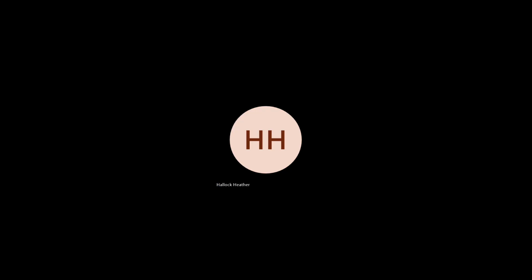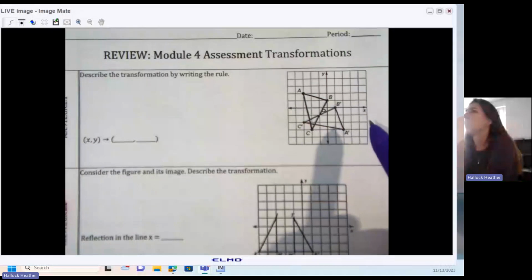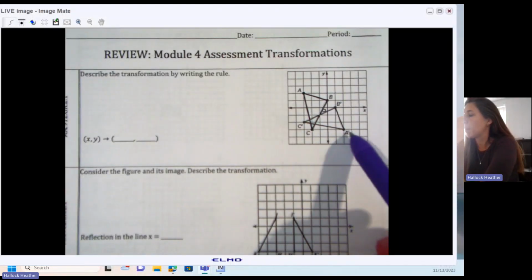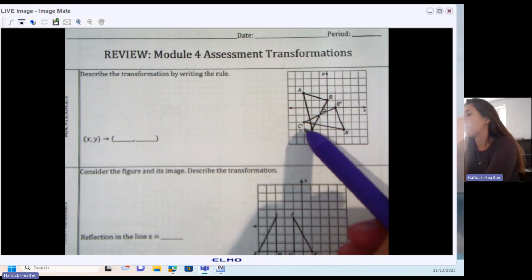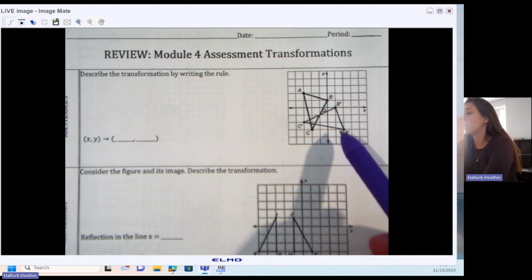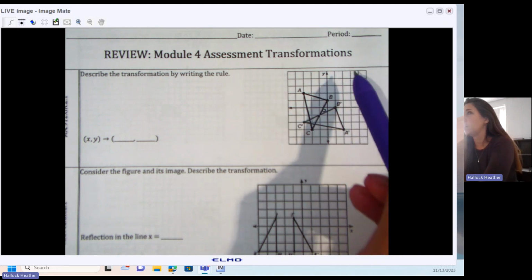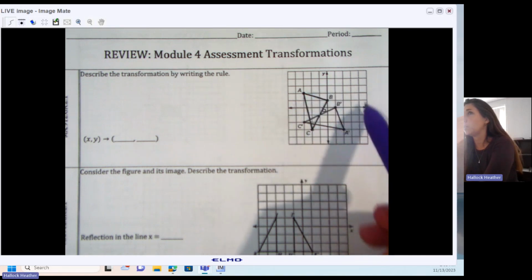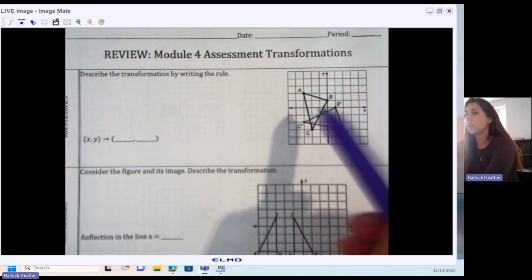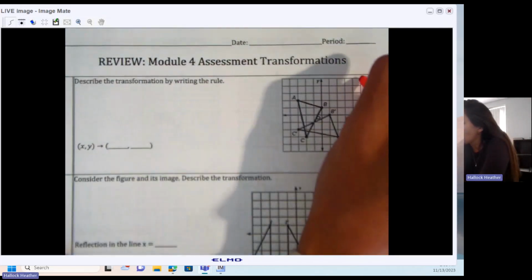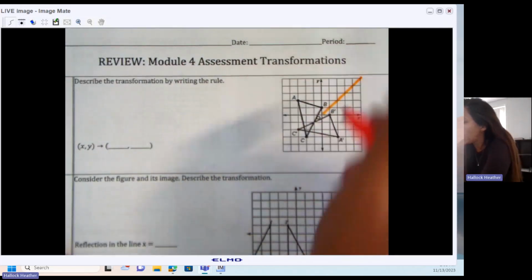This is your test review. What we're doing is describing the transformation from ABC to A prime, B prime, and C prime. This is not a rotation. It's not a translation. Translation is shift, shift. Rotation spins, which most people think this is. This is actually a reflection across the line y equals x.